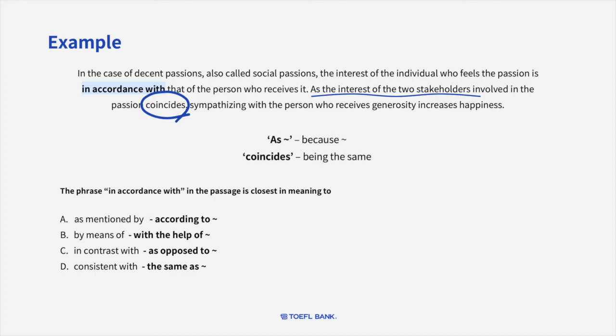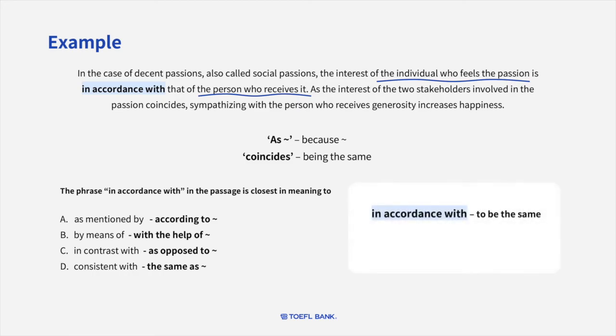As means because, and coincides means being the same. So since the next sentence said that the two stakeholders, the individual who feels the passion and the person who receives it, have the same interest, in accordance with would mean to be the same. Now we know right away that the answer to the question is D, consistent with.